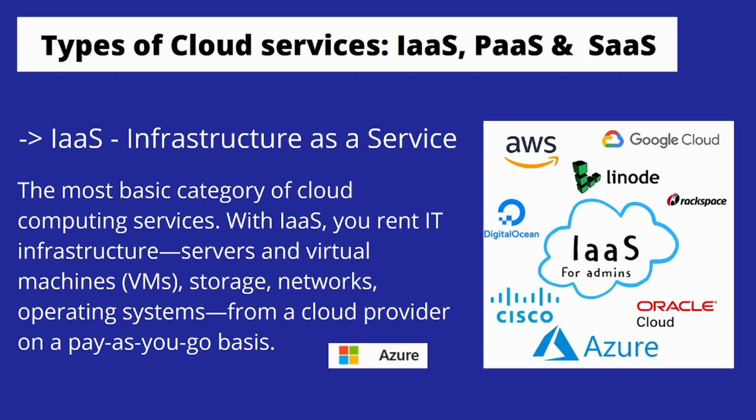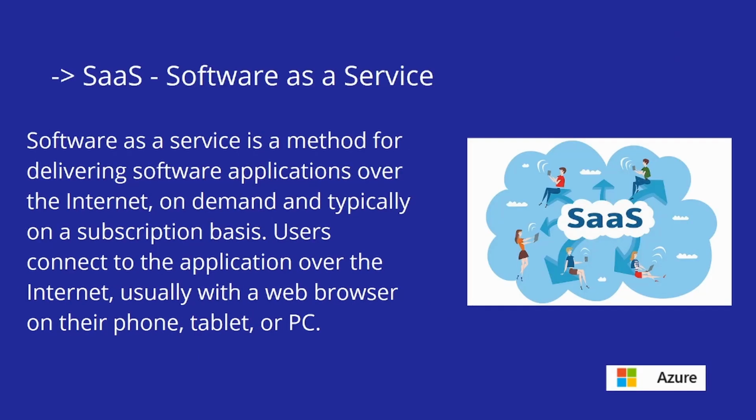Now we'll be discussing the different types of cloud services that are offered. Firstly, we'll be beginning with infrastructure as a service. This is the most basic category of cloud computing services. With this, you rent IT infrastructure, that is the servers and virtual machines, storage, network, and operating systems. You rent it from a cloud provider and you pay on a subscription, pay-as-you-go basis.